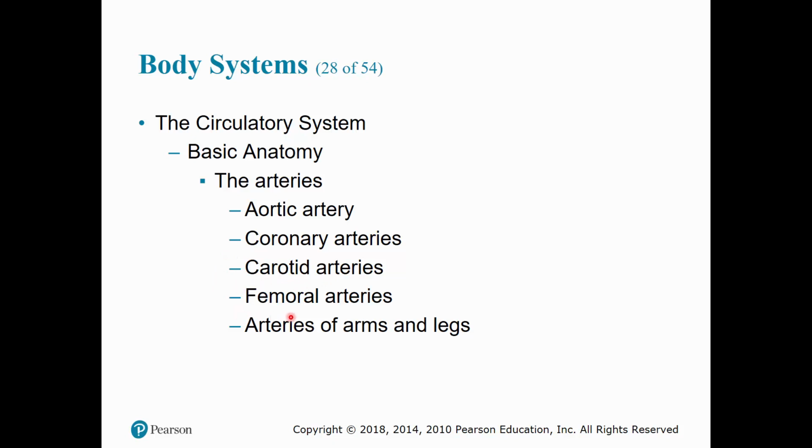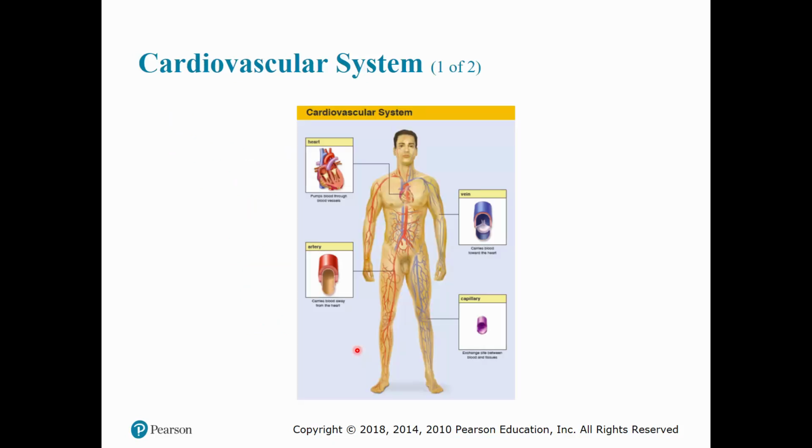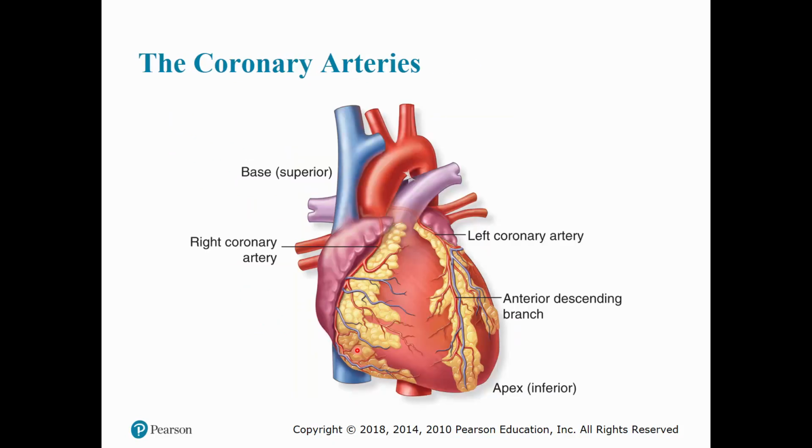Femoral arteries are the major arteries that go through your legs. And you have your brachial artery, which runs down your left and right arm and into your hands. So you have your right coronary artery and left coronary artery. The apex of the heart is the inferior portion, or the bottom, and the base is the top portion of the heart.